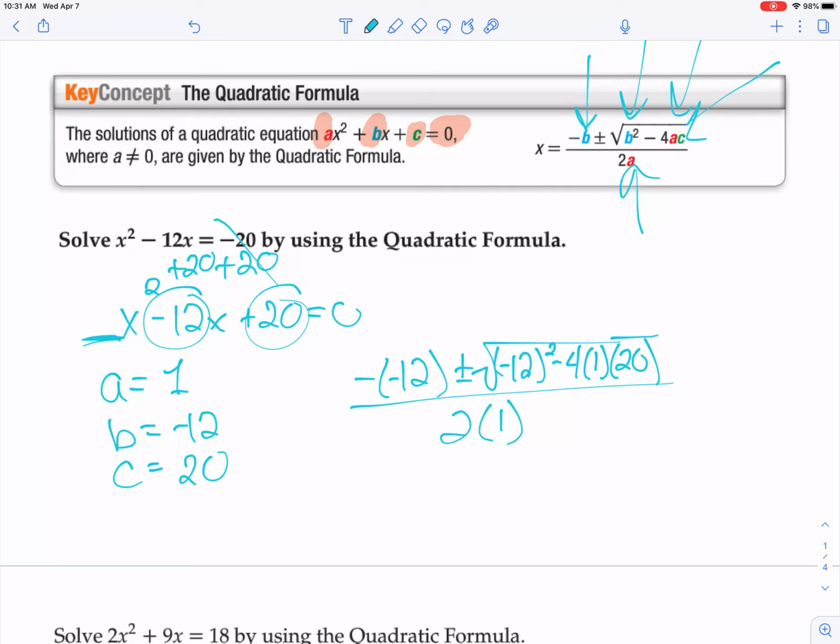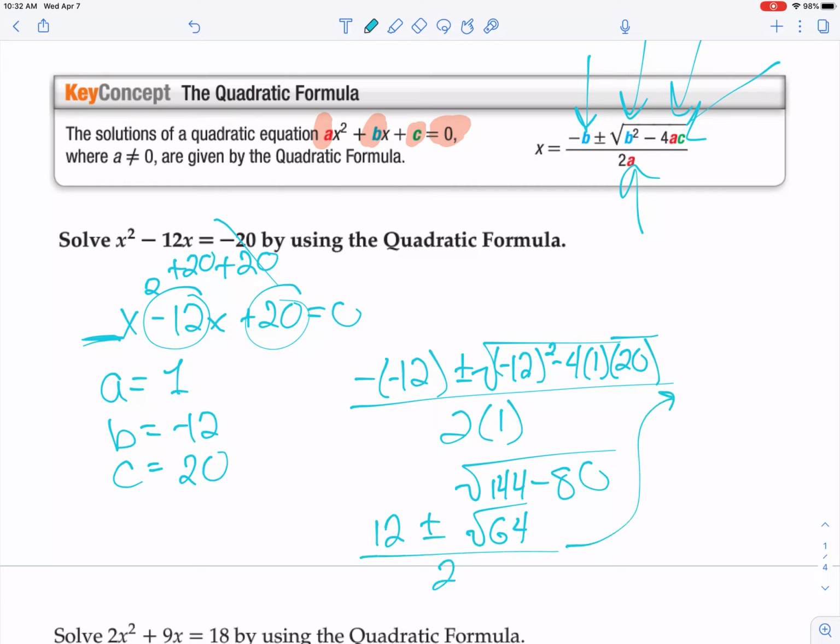Start with what's underneath the radical sign. So negative 12 squared is 144. And I'm going to be subtracting the 4 times 1 times 20, which is 80, and that's going to be underneath the radical sign. If I want to go ahead and figure out what 144 minus 80 is, it is 64 underneath that square root. Actually, can I go ahead and just fix that double negative? That's going to be just a positive 12, plus or minus, 2 times 1 is 2. Now, the square root of 64, it is 8.